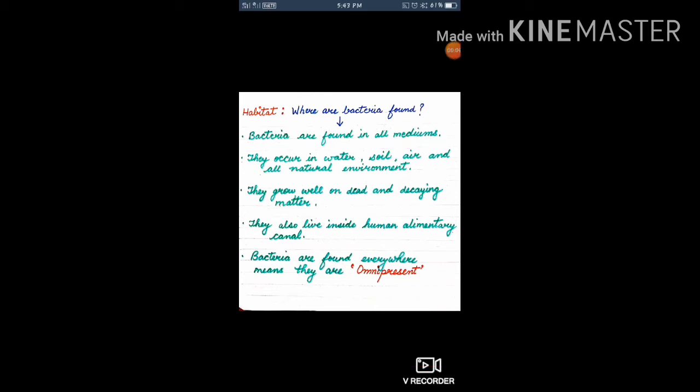Your large intestine is not just made up of cells. It is an ecosystem and home to trillions of bacteria known as gut flora. But don't worry, most of these bacteria are helpful. So, I hope you came to know that bacteria are found everywhere, which means they are omnipresent. So what do you mean by omnipresent? Bacteria are found or present everywhere. So collectively we can say they are omnipresent.